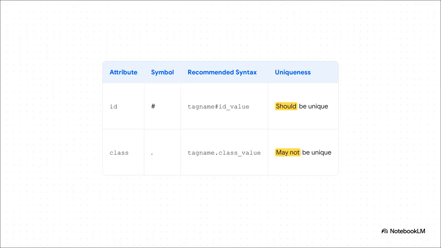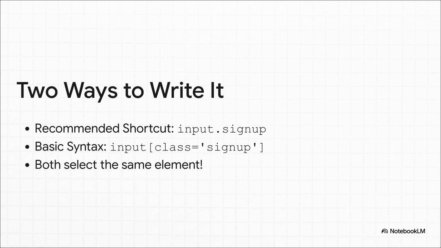This table really says it all. For the ID attribute, you use a hash, and it should always be unique. For the class attribute, you use a dot, and here's the key, it may not be unique. That's the whole lesson. Whenever you write a class selector for automation, you absolutely have to double-check that it only finds one element.